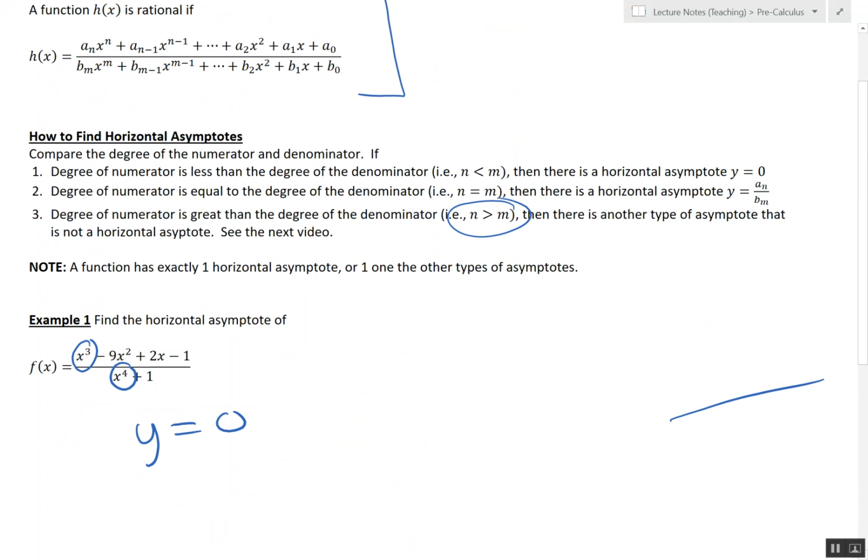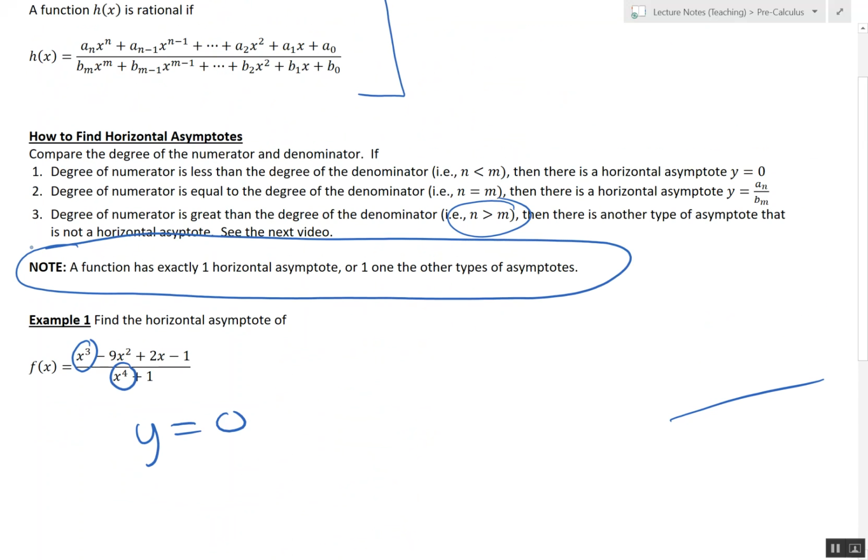Now, I want to point out this particular statement here before we go, that a function has exactly one horizontal asymptote or one of the other types that we'll see in the next video. And it's not going to have one of each, so it's either one or the other, but not both. And so notice that we always either have a horizontal asymptote or one of the other types.